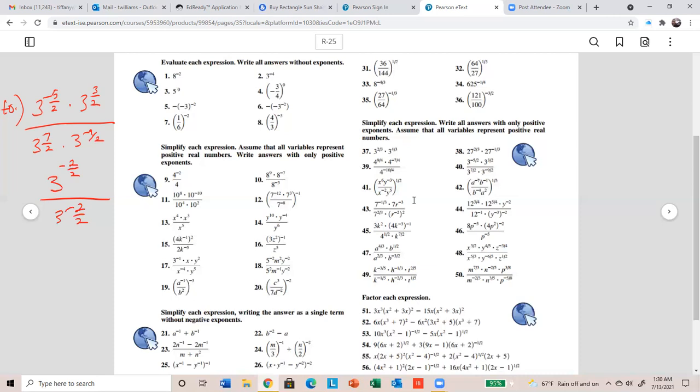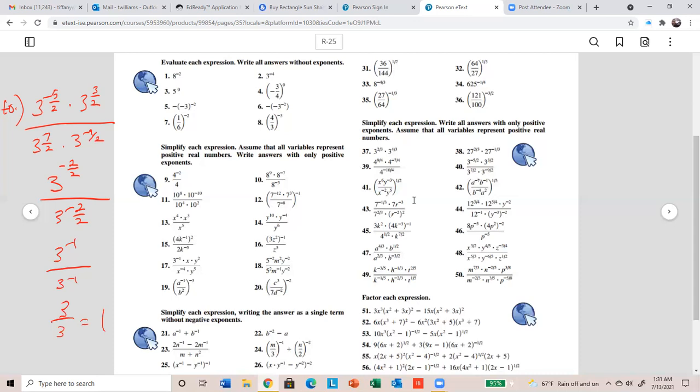If we keep working this out, you're going to have 3 to the negative 1 over 3 to the negative 1, because negative 2 divided by 2 is negative 1. You can flip it. Either way, you're going to get 3 over 3, which is still 1. So the answer to this one's 1. Don't you love it when you have a problem that just looks so complicated and you end up with an answer of 1?